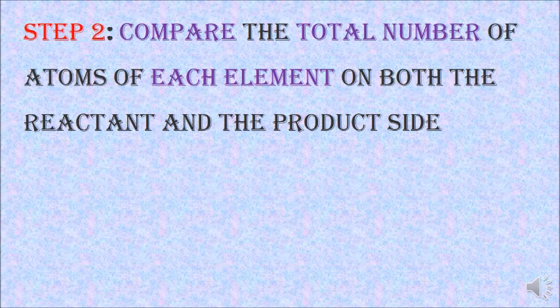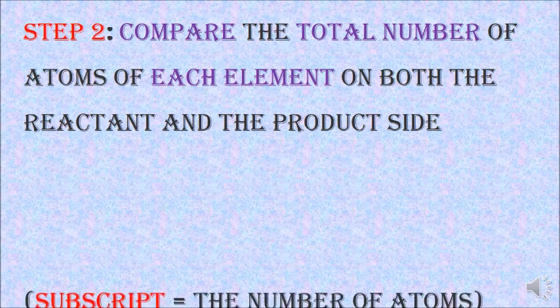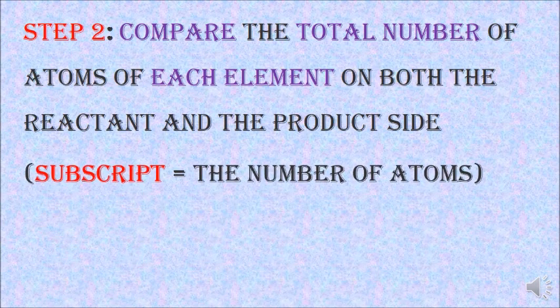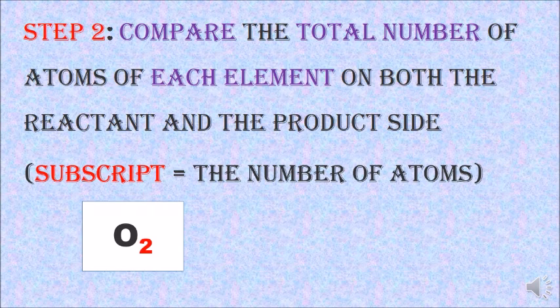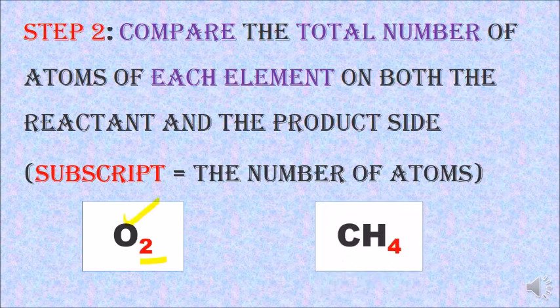Step 2. The next step for balancing a chemical equation is to determine how many atoms of each element are present on either side of the arrow and to compare the total number of atoms of each element on the reactant and the product side. Keep in mind that a subscript indicates the number of atoms. For example, in O2, 2 is the subscript. 2 represents that there are 2 oxygen atoms in O2. Similarly, in CH4, there are 4 atoms of hydrogen and 1 atom of carbon. When there is no subscript, it means there is 1 atom.